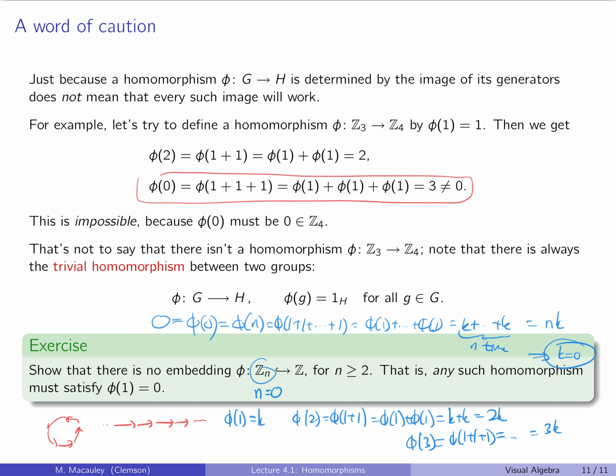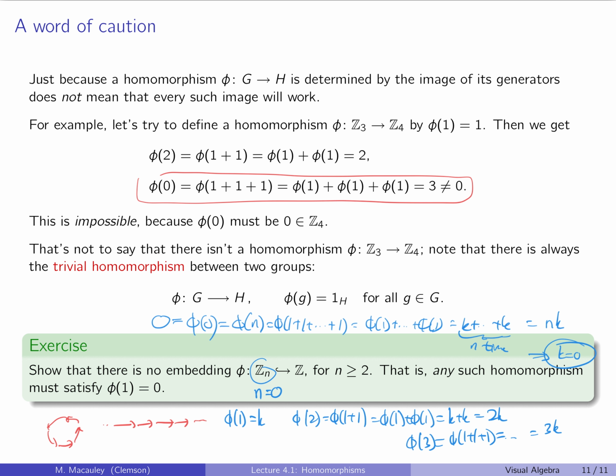And I think I'm going to leave it there. It's a good place to stop. Coming up next, we will do a deeper dive into embeddings and quotients. And that will lead us to ways to visualize this in terms of both Cayley graphs and subgroup lattices.